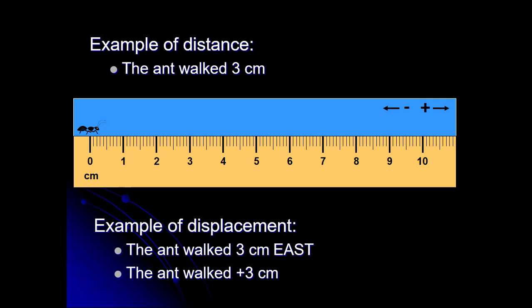So that's really the difference between distance and displacement. The ant walked 3 centimeters. That's a distance. The ant walked 3 centimeters to the east. That's going to be displacement. Or the ant walked positive 3 centimeters. That's going to be displacement.